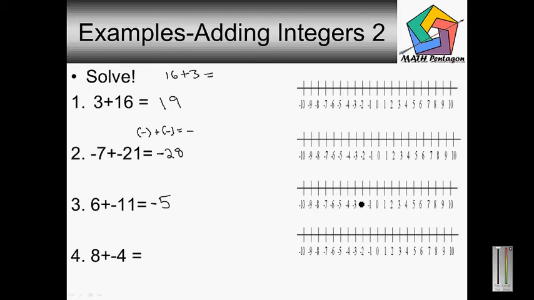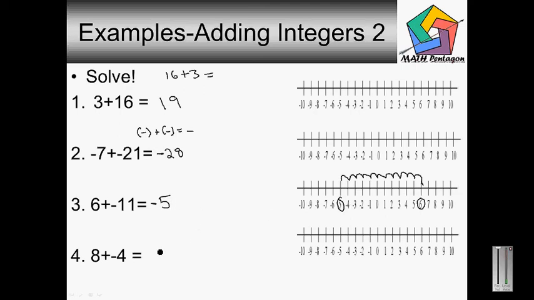And we can look on the number chart here. We start at 6, and we go negative 11. So we go 11 spaces to the left. 1, 2, 3, 4, 5, 6, 7, 8, 9, 10, 11. As you can see, we landed on negative 5. So this is definitely the answer right here.